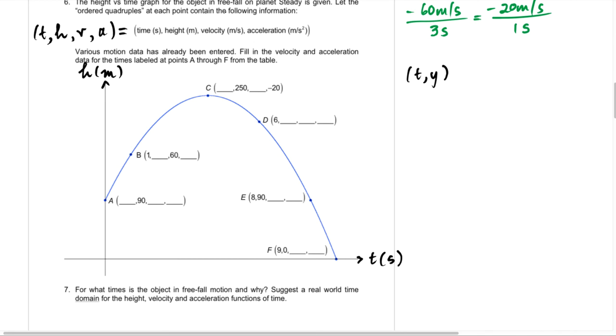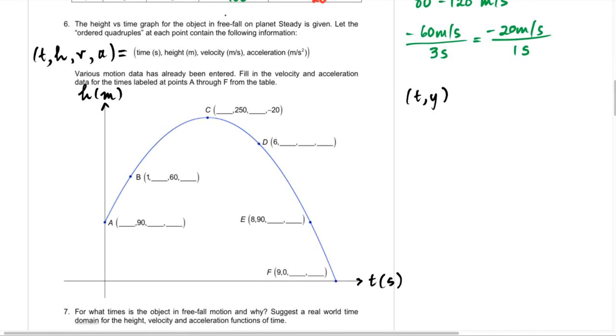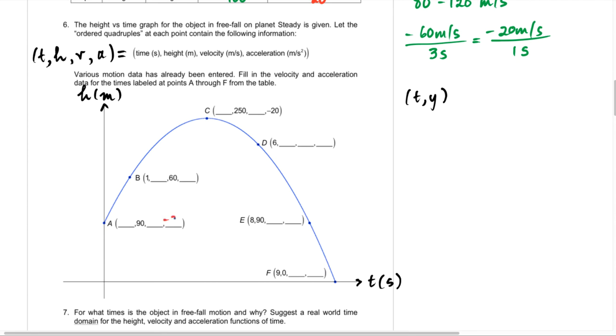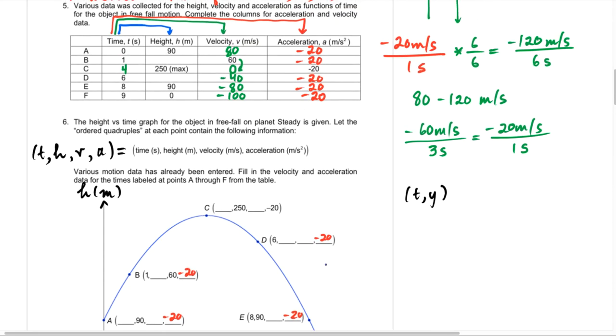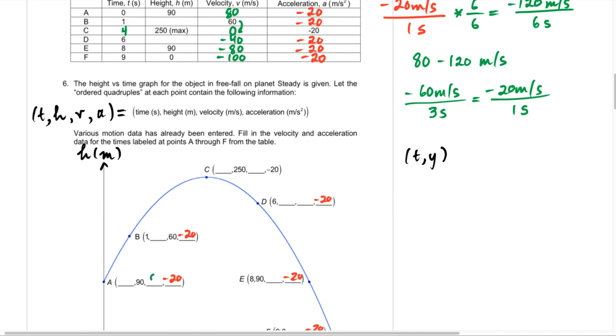So we can fill in some of the information that we just got from the table. First and foremost, we know that all the acceleration values are negative 20, and they will go in the 4th slot in each ordered quadruple. Negative 20 there. So what I'm doing here with these ordered quadruples is just using the table values in a graphical format instead of in a table format. We can also go through and put in all of our 6 green velocity values. So the 60 was given, but we are going to put in 80 meters per second, 60, 0 meters per second.